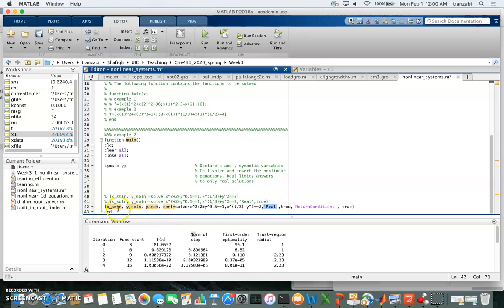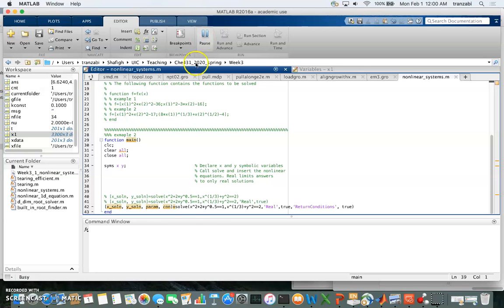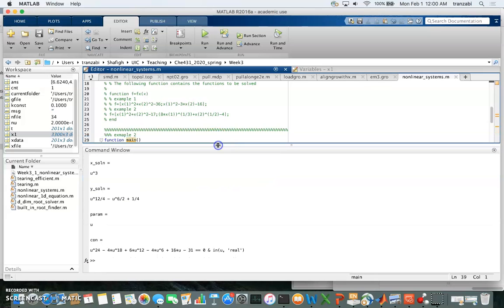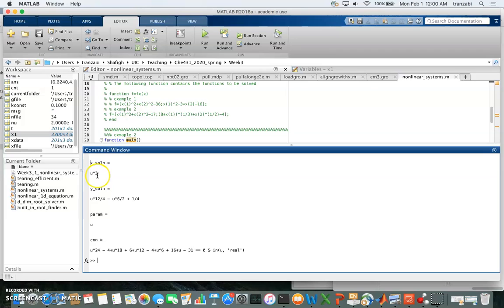On the output side, I'd like to see the solution for x, for y, and the convergence flag means whether the code converged by the time I get the solutions or diverged. And this parameter, I can't remember exactly what it was, but let's run the code and see what we get. Alright, so I'm going to expand this window a little bit. Here you go. So the solution to x is u to the third power. The solution to y is u to the 12th divided by 4 minus u to the 6th divided by 2 plus 1/4.